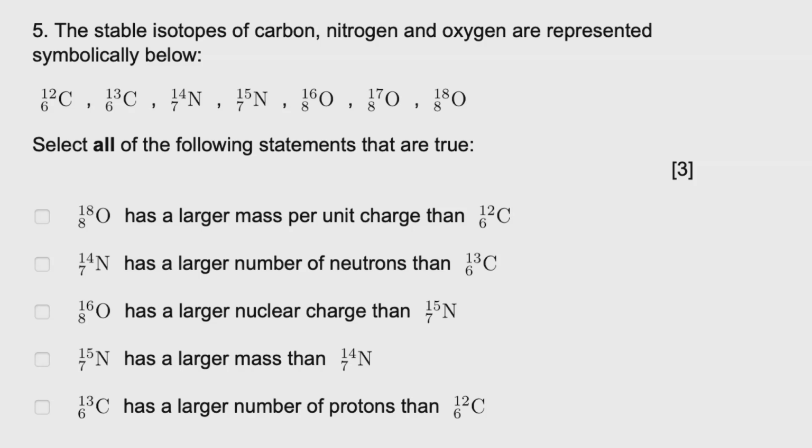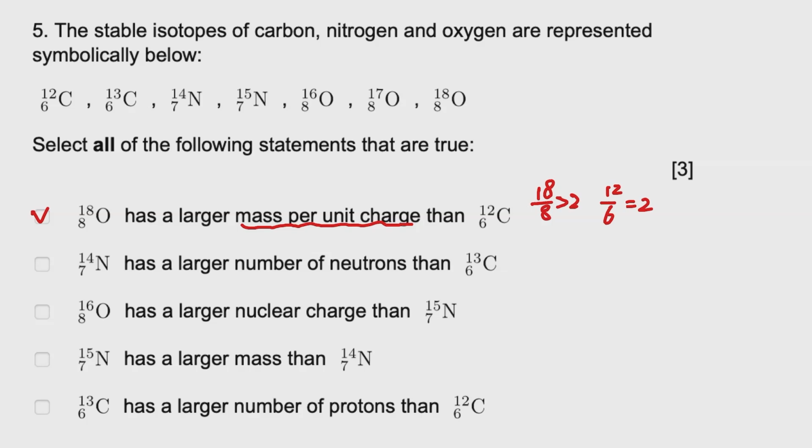Question 5. We are given 5 statements, and we need to tell which ones are true. The first statement says oxygen-18 has a larger mass per unit charge than carbon-12. Mass per unit charge can be calculated by nucleon number divided by proton number, which is the top number divided by the bottom number. So oxygen-18 has mass per unit charge as 18 over 8, and carbon-12 has 12 divided by 6, which is 2. And we know that 18 over 8 is bigger than 2, so the first statement is correct.